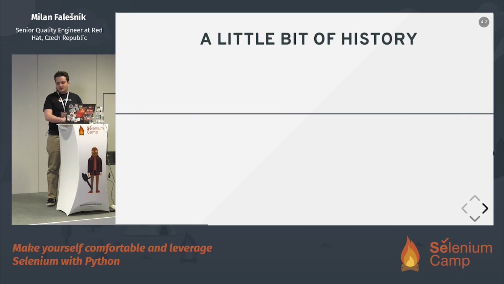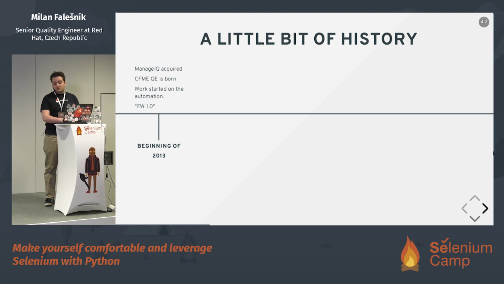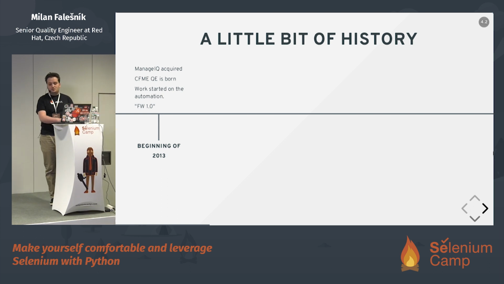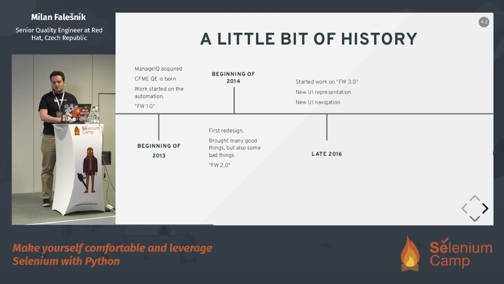So a little bit of history of this story. The ManageIQ was acquired at the end of 2012, and the CloudForms QE subsequently was born, and then we had that first automation, which we like to call Framework 1. Then a year later, we did a refactor, which was good, but there were also some things that weren't really done well, so that was the basis of the last refactor, which we are having now, and which we actually finished in January.